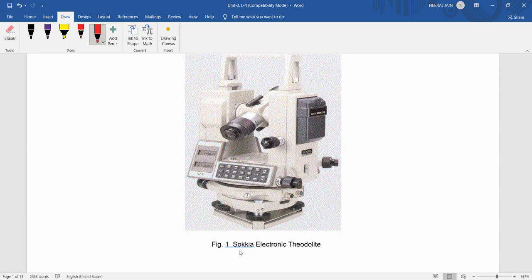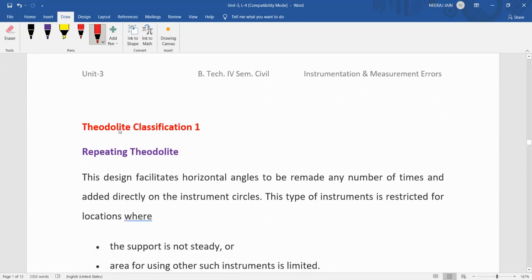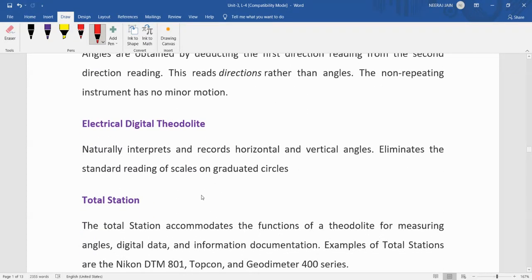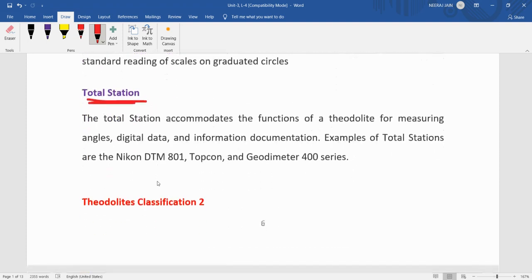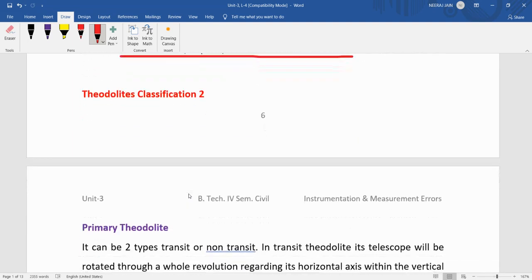This is a model of the Sokkia company electronic theodolite. Here we can say it is used for reading purposes. The telescope is used there. Screws are used for making adjustments. So there can be many models of theodolites. Total station is the improved version. It is important that total stations are presently used, and some models of total stations are the Nikon DTM 801, Topcon, and GeoDimeter 400 series.